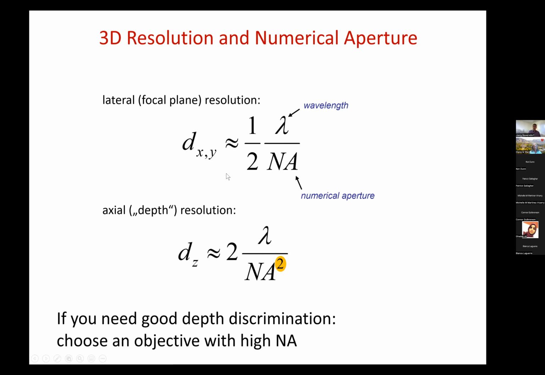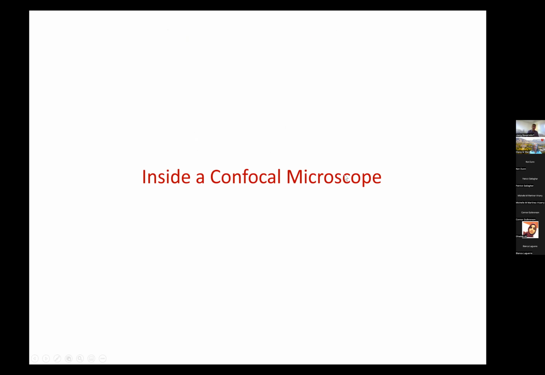So if you need good depth discrimination, where you really want to see features which are just a micron apart in the axial direction, then choose an objective with a high numerical aperture. So now let's look into a confocal microscope. How does it look on the inside, and how do all these technical components allow us to do what we like to do?